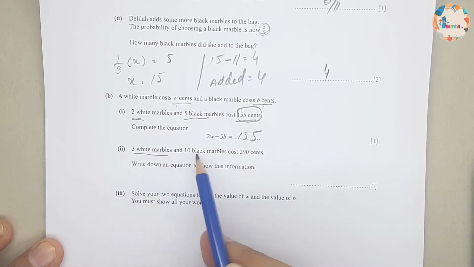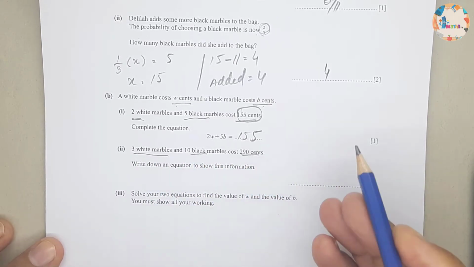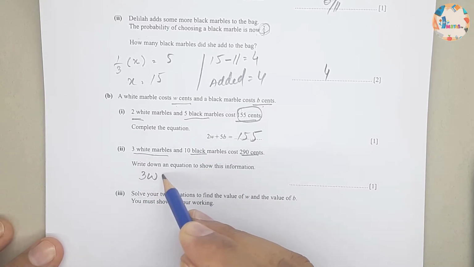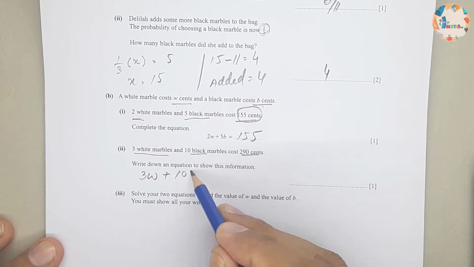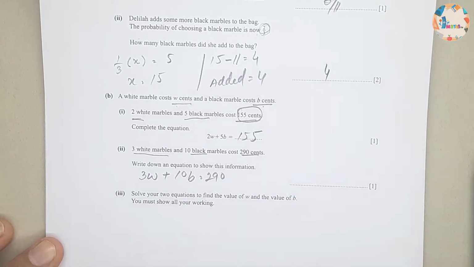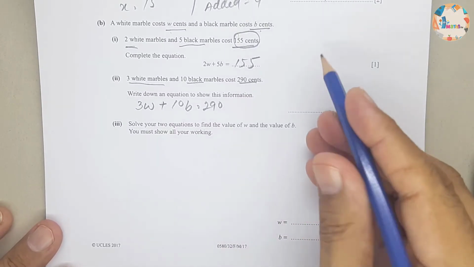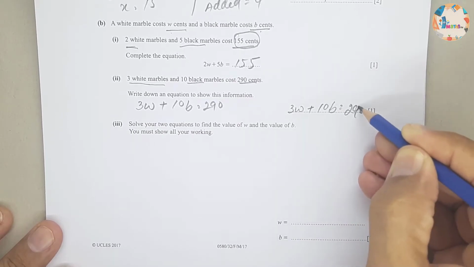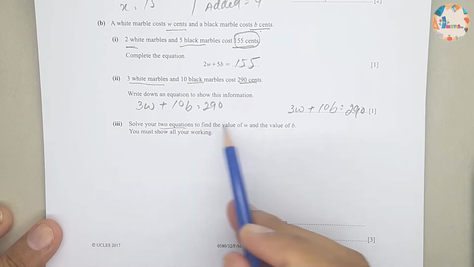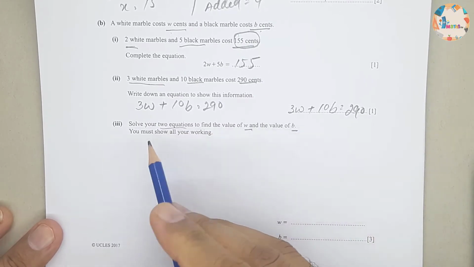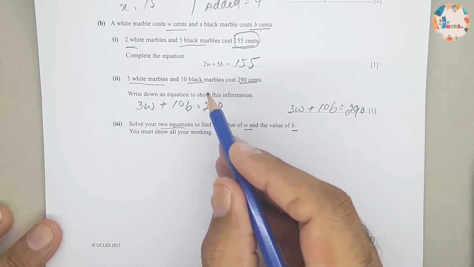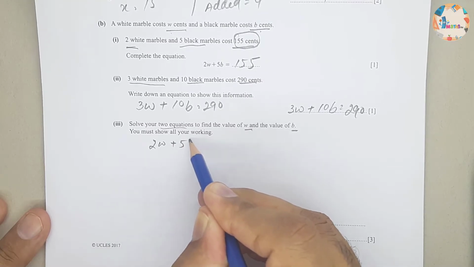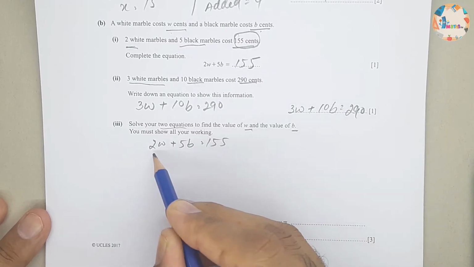Then 3 white marbles and 10 black marbles cost 290 cents. So the equation we have to write: 3 white, so 3 into W, plus 10 black, so 10 into B, is equal to 290. So this will be the second equation which is required. 3W plus 10B is equal to 290, and then they're saying solve these 2 equations and find the value of W and B. So basically, the previous equation, 2W plus 5B is equal to 155. This is our first equation.